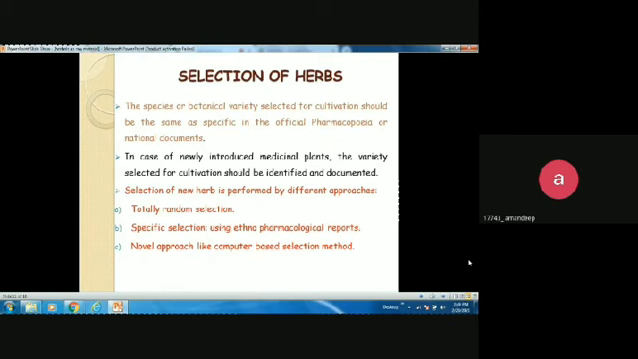Selection of new herb is performed by different approaches. A. Totally random selection. B. Specific selection, that is by using ethnopharmacological reports. C. Novel approach like computer-based selection method.